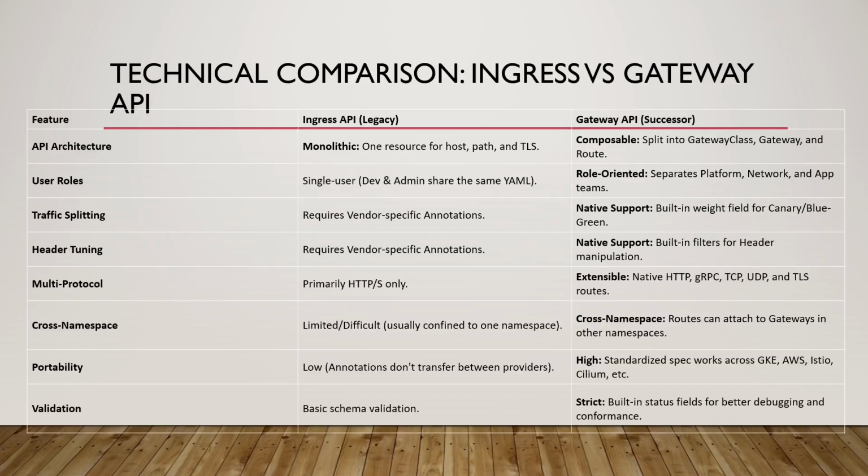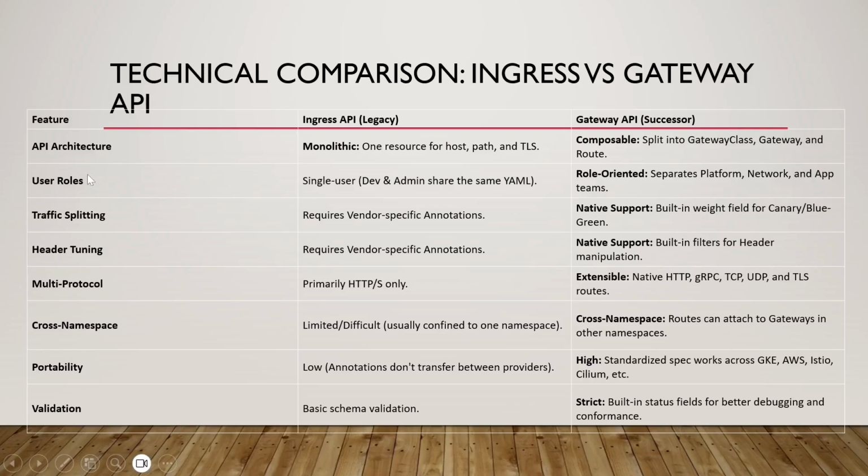So let's understand the difference between Ingress and Gateway API. Here, on the basis of features, we have made the comparison. First one is API architecture. The Ingress API is based on a monolithic architecture, one resource for host, path and TLS. But Gateway API has a composite architecture. It's split into GatewayClasses, Gateway and Routes.